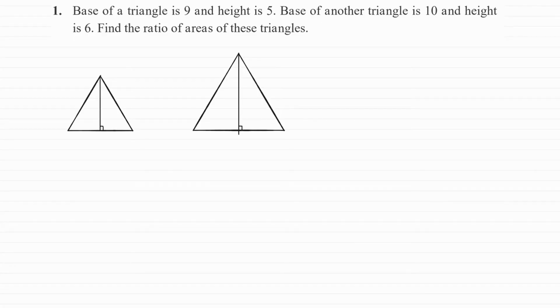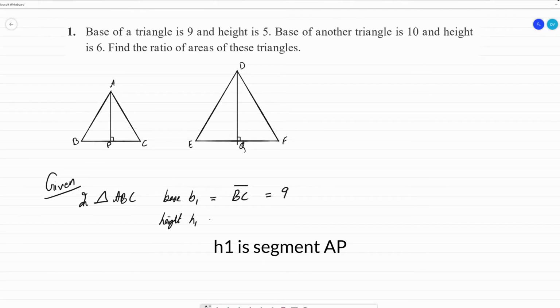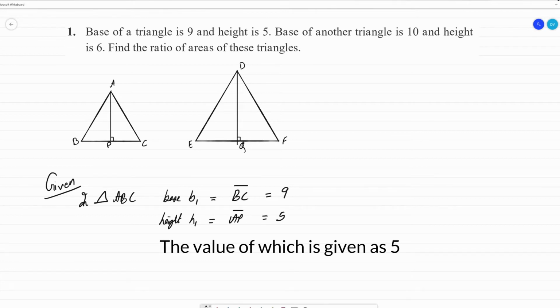So here is the problem in both the languages. Let me complete the markings first. So this is triangle ABC, triangle DEF. Now this is the height, so I will give it a name P, and this is the height, I will give it a name Q. So there is a triangle ABC, base B1 is equal to segment BC, which is 9. Height H1 is segment AP, whose value is given as 5.